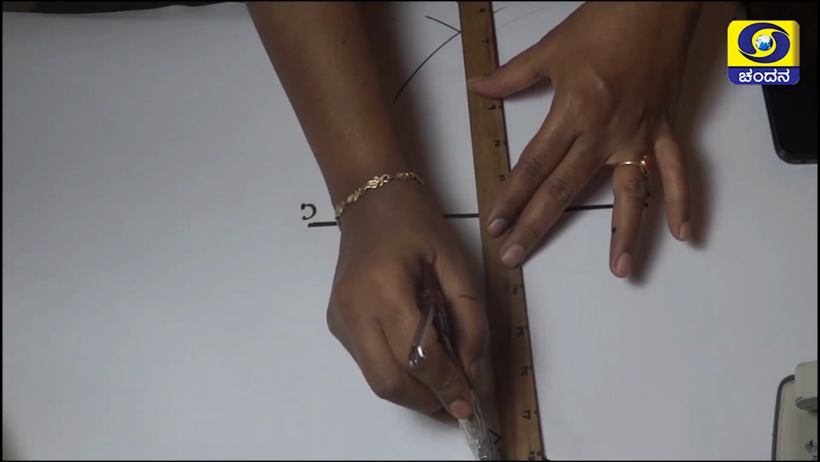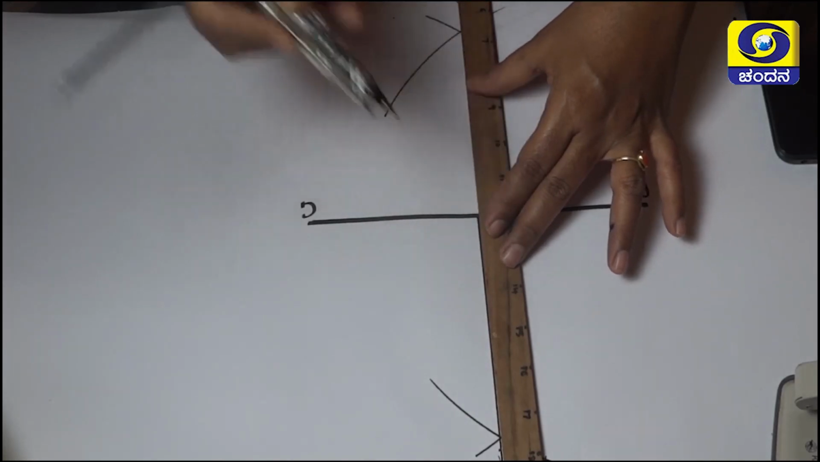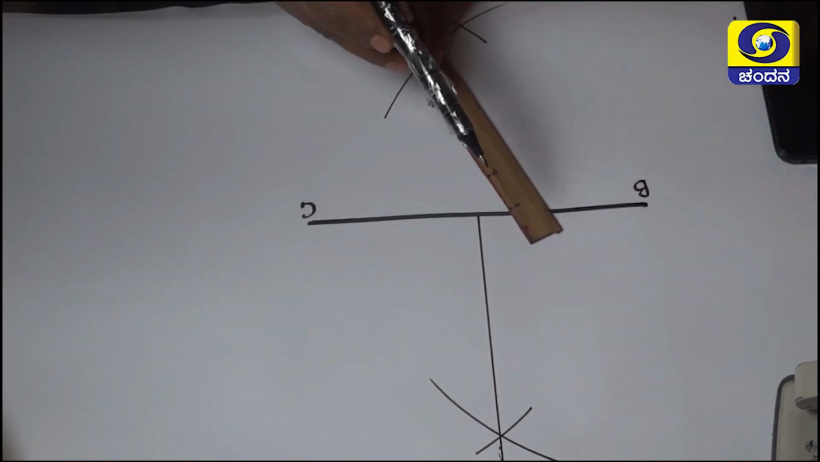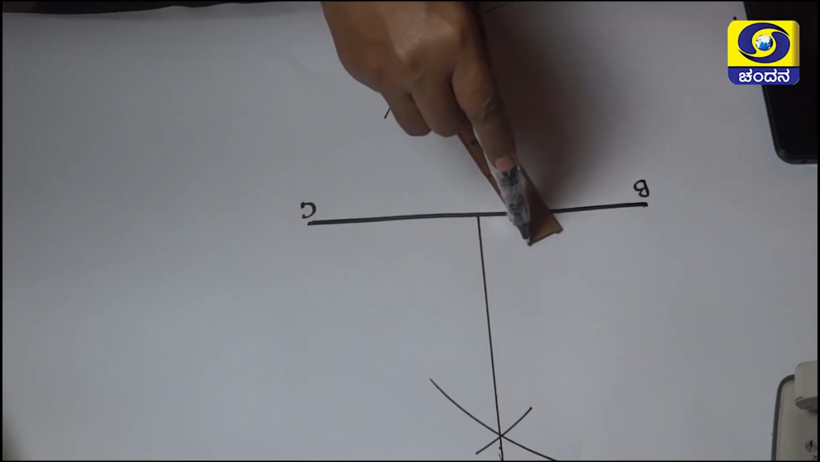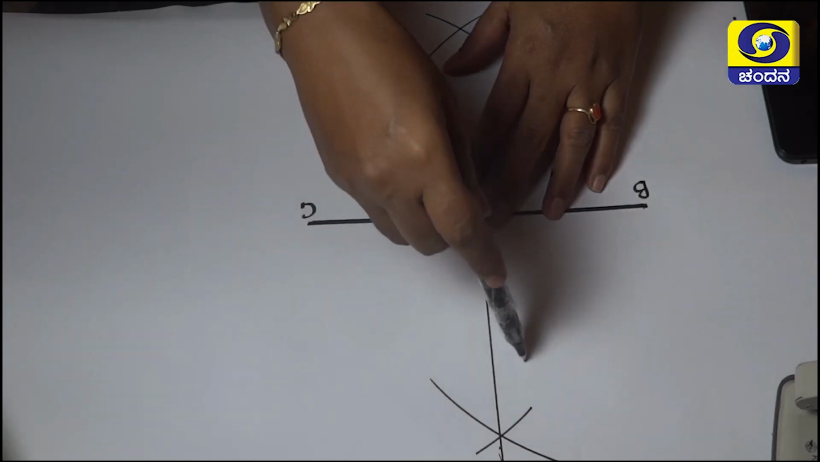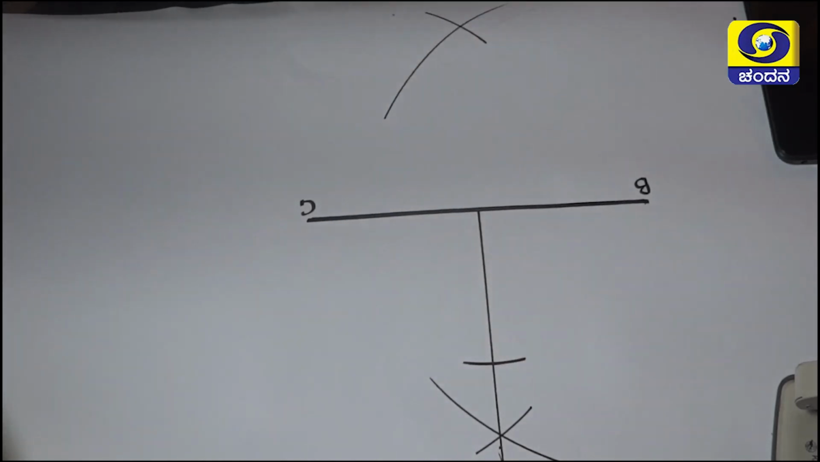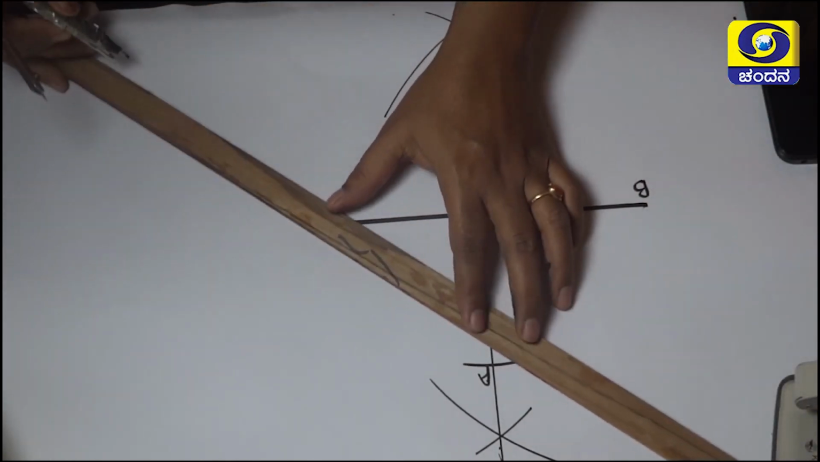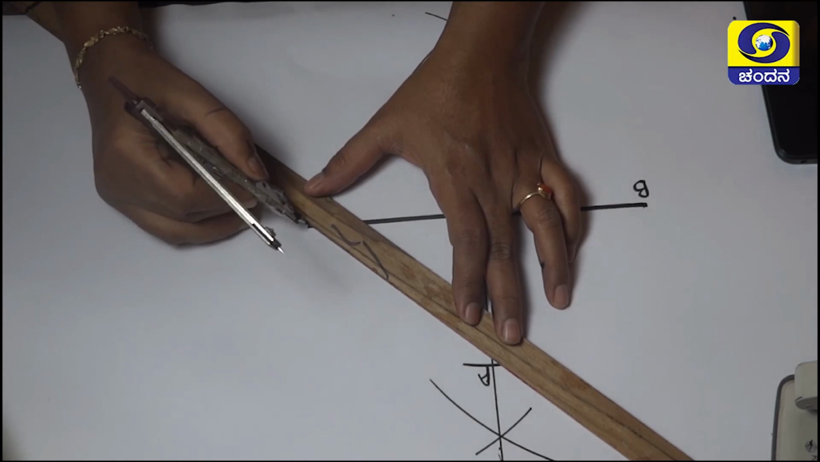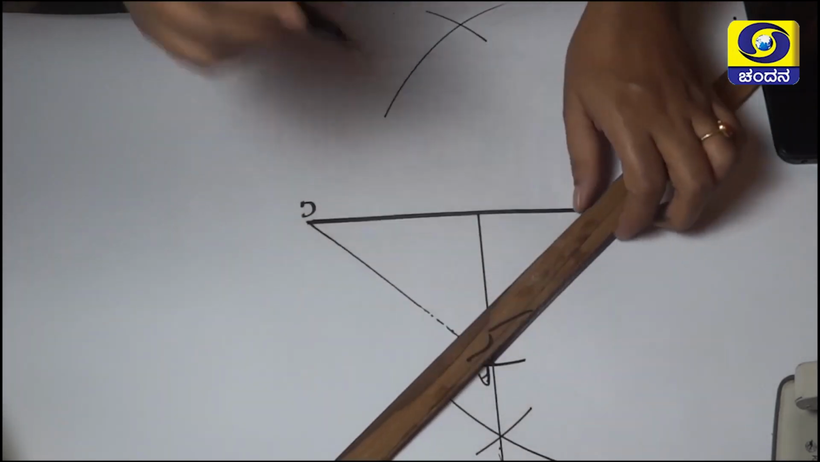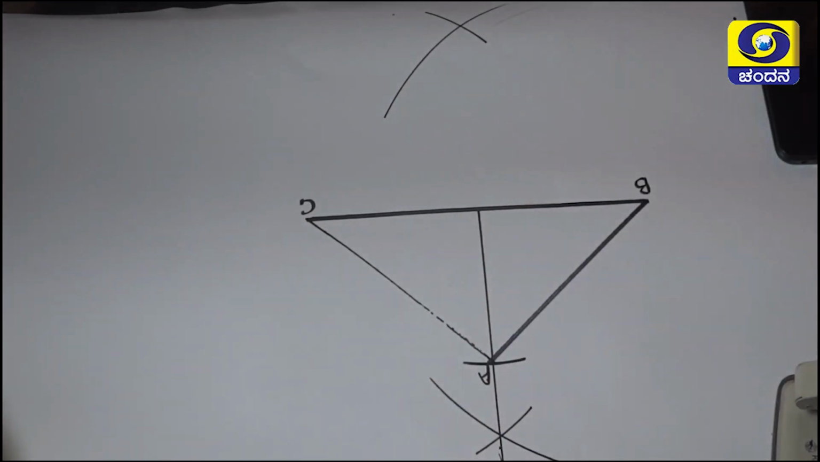Draw a line. Let me take only this much of line because we need height. As this height should be 4 cm, let me take a length of 4 cm. Make a mark on this height which will give us point A of the triangle. Join that point A to starting point and end point of the line segment BC. Now our triangle ABC is ready.